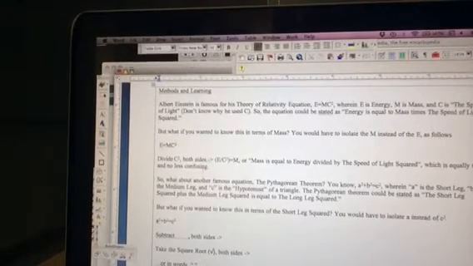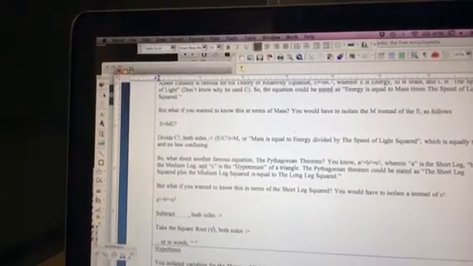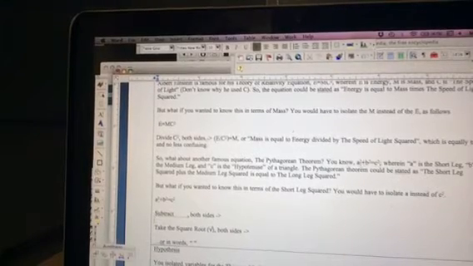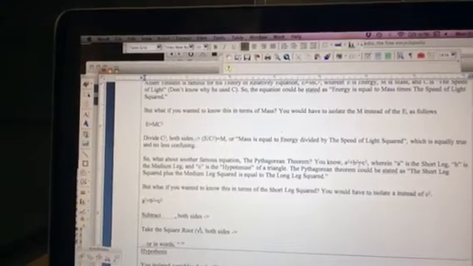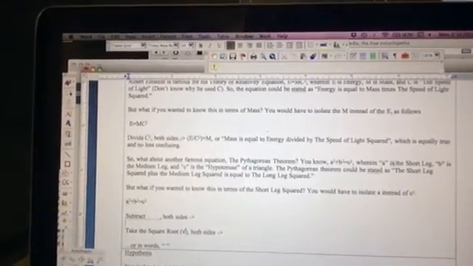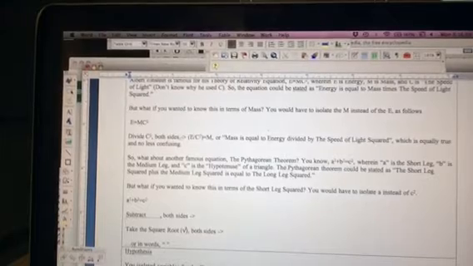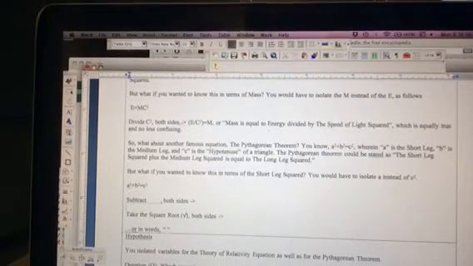So what about another famous equation, the Pythagorean Theorem? You know, a squared plus b squared is equal to c squared. This is for right triangles in geometry, wherein a is the short leg, b is the medium leg, and c is the hypotenuse of a triangle. The Pythagorean theorem could be stated as the short leg, a squared, plus the medium leg squared, that would be b squared, is equal to the long leg squared.